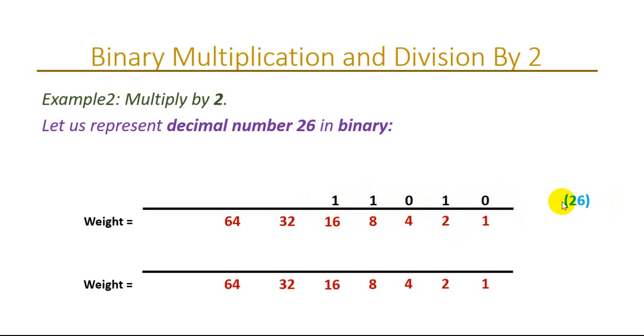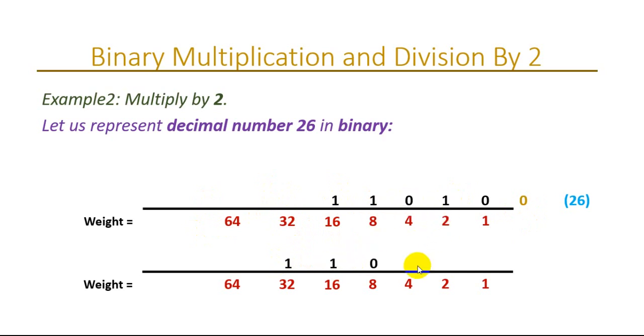Now we want to multiply this by 2. Like I showed in the previous example, we have to add a 0 to the end. You just add a 0 to the end. Now when you put the 0, there is no weight here, so we have to shift this to the 32 column, the weight column. So let's do that. This one will come here. This one will come here. This 0 will come here.